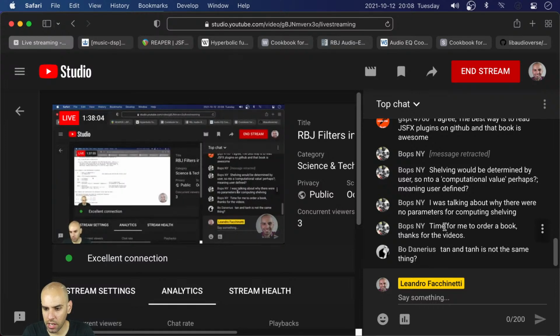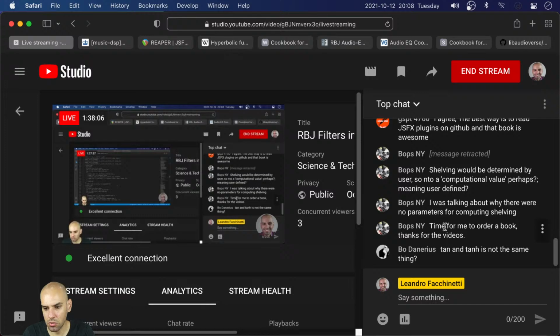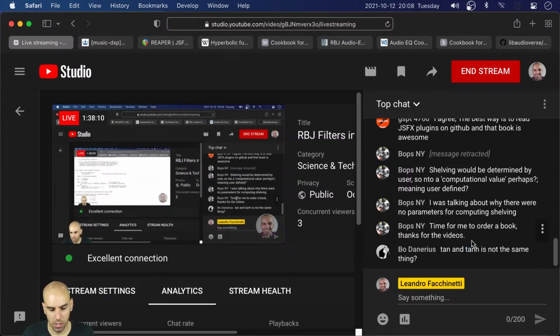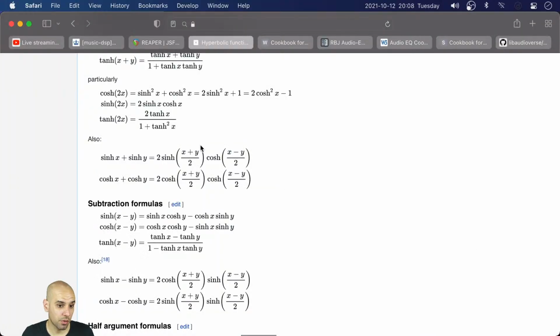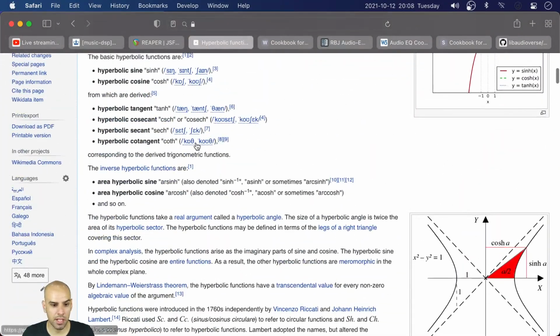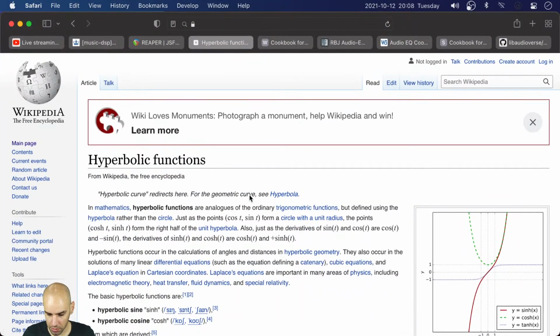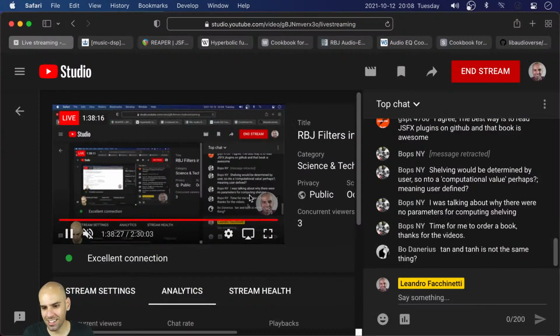Tan and tanh hyperbolic is not the same thing. No, one is the tangent and the other is the hyperbolic tangent. For more on that, I am going to read this Wikipedia article, and if it makes sense, I'll tell you all about it. And I think that's all the time we have today.